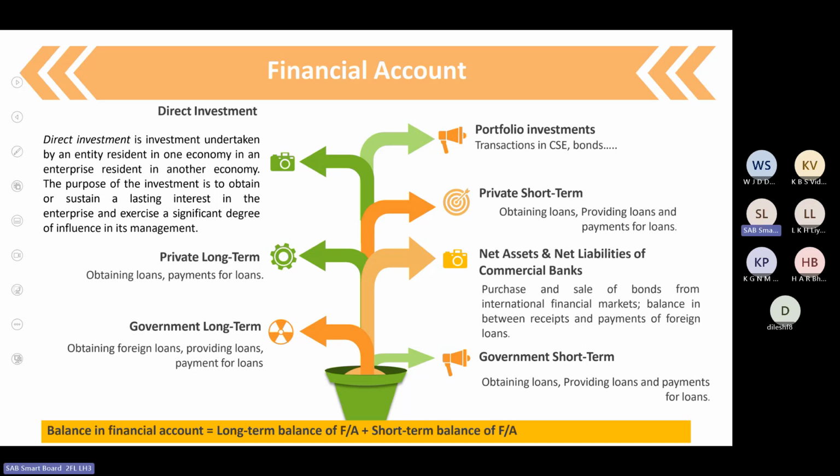So the other part is the financial account. One is capital transfers, the other one is the financial account. Financial accounts have all these loans taken and all the investments: direct investment, private long term, government long term, portfolio investments, private short term, likewise different aspects are there. So this financial account we can divide into two, long term and short term. So better to have a note on this. Write down.